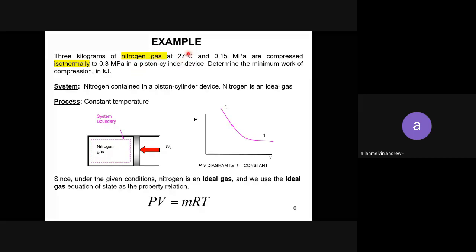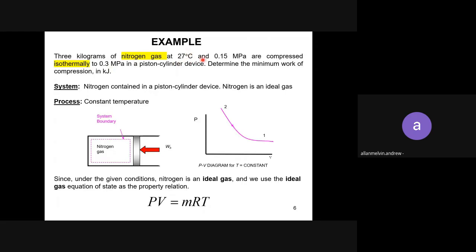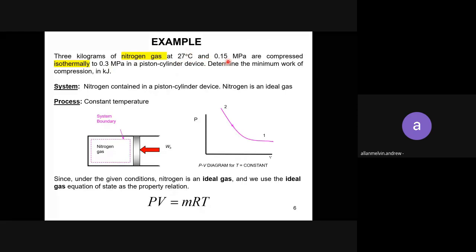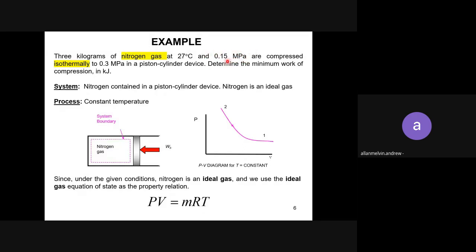Okay, 27 degrees Celsius and 0.15 million Pascal. So pressure is given, temperature is given. Compress meaning work is done on the system. So compress, macam ni. Okay, so isothermally, meaning the temperature is constant. If 27 degrees Celsius is the initial state, so final state pun 27 degrees. So that is what we mean by isothermal. Then you see from 0.15 million Pascal increase to 0.3 million Pascal.